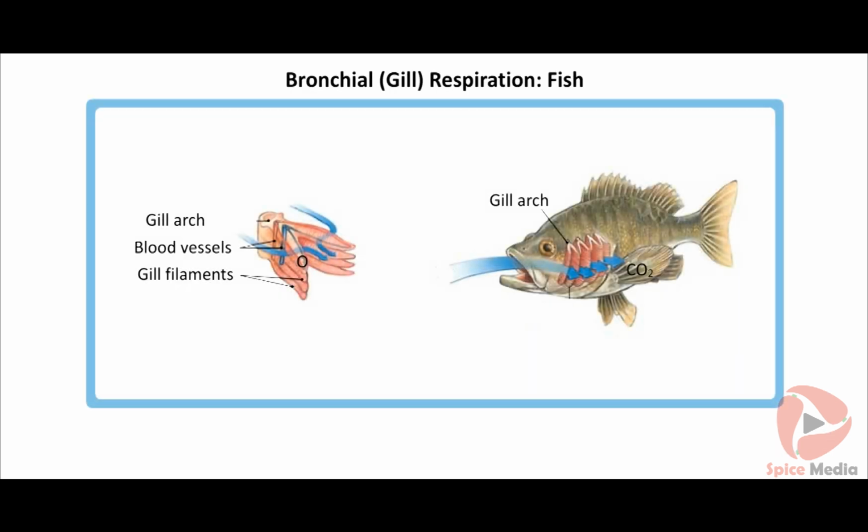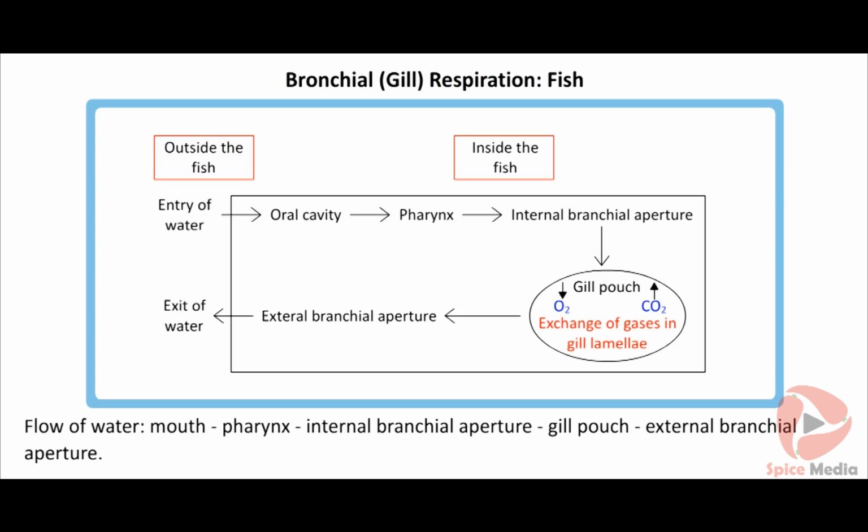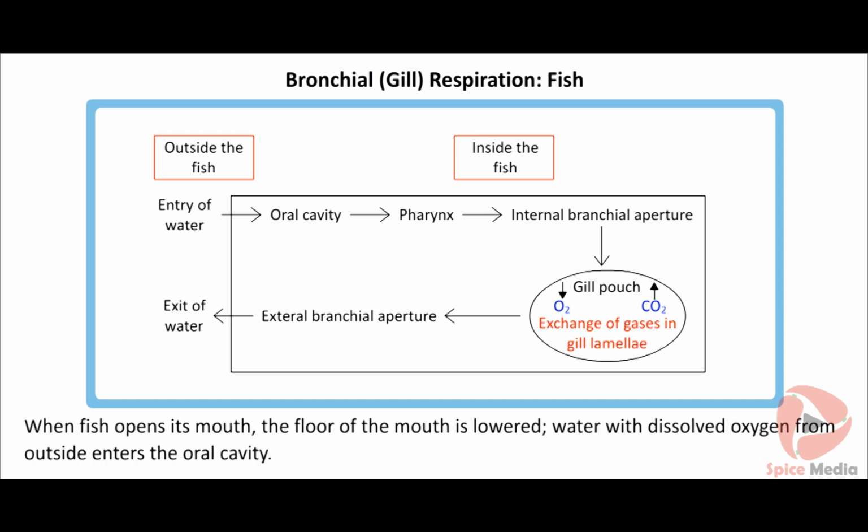Fishes have developed special organs for respiration, which are known as gills or branchiae. Respiration through branchiae is known as branchial respiration. Flow of water along the respiratory path starts from the mouth, pharynx, internal branchial aperture, gill pouch, and ends in the external branchial aperture. Mechanism of branchial respiration.